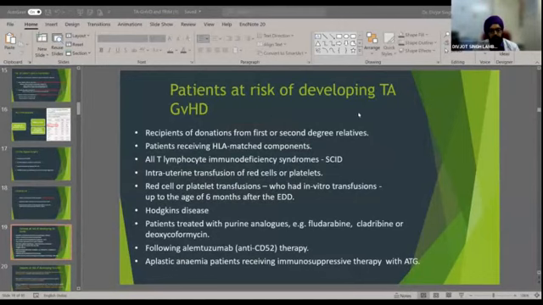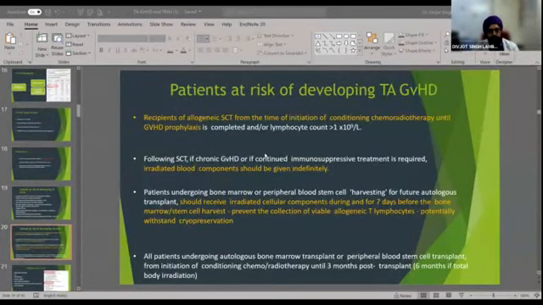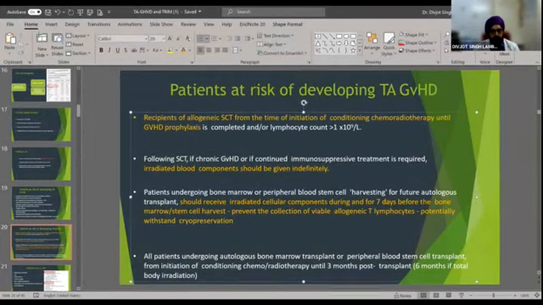Then patients at risk of developing transfusion-associated graft versus host disease: recipients of donations from first and second degree relatives, patients receiving HLA matched components, all T lymphocyte immunodeficiency syndromes, intrauterine transfusion of red cells and platelets, and so on. Recipients of allogeneic stem cell transplants are also at risk from the time of initiation of conditioning chemoradiotherapy until GVHD prophylaxis has been started. Following stem cell transplant, if chronic GVHD is occurring, it is advisable to give irradiated blood components, which is the first line indication for irradiation.